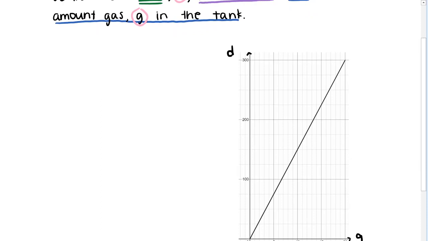Okay, so here I just want to take a moment to talk about interpreting graphs in the context of some sort of situation. Right, so here we have a graph with a G variable and a D variable representing the gas and the distance.